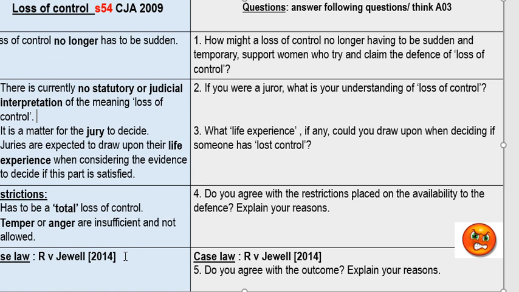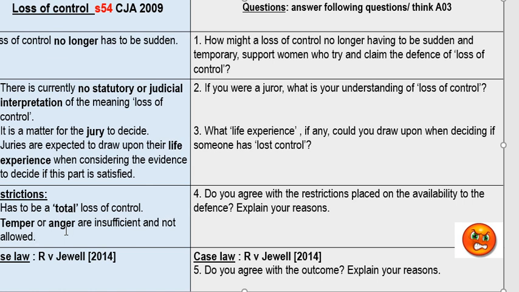So, again, any evidence of planning and premeditation would mean that the defense would fail. So that's something that's followed over from provocation. Okay. And the restrictions are that it has to be a total loss of control, and temper and anger are insufficient and not allowed. So someone just losing their temper, someone just acting out of character, that's not going to be enough. In that moment in time, they need to have totally lost it.